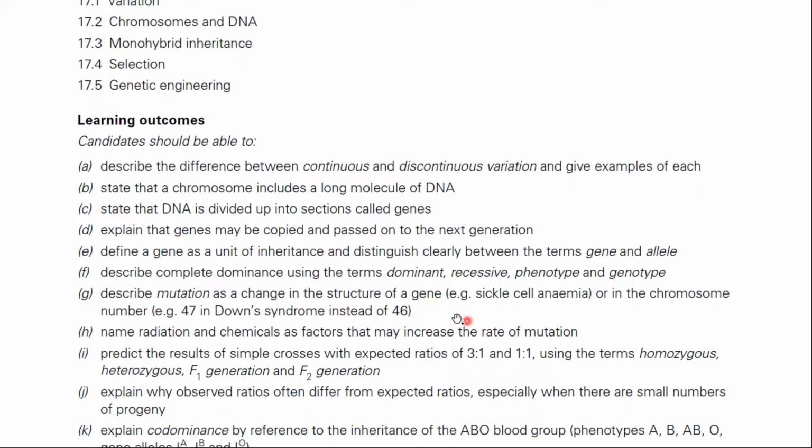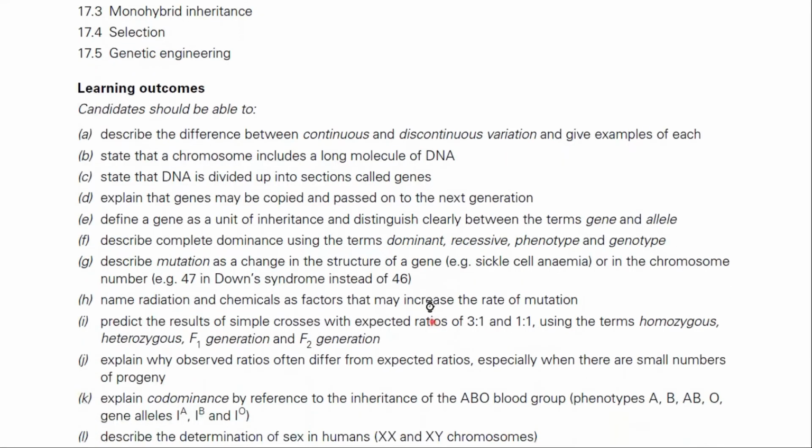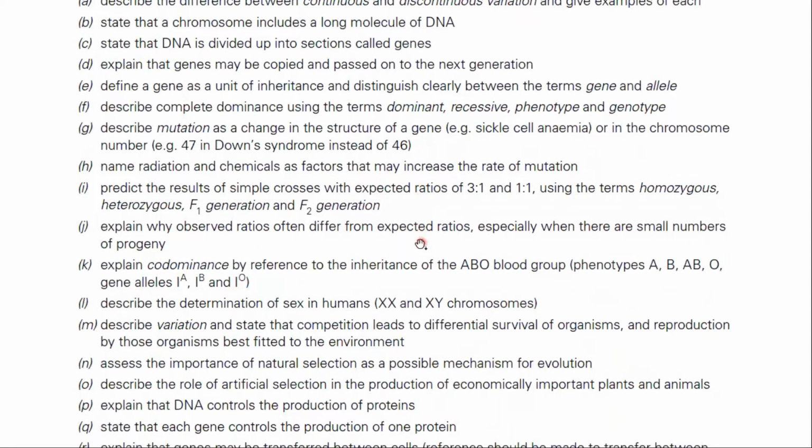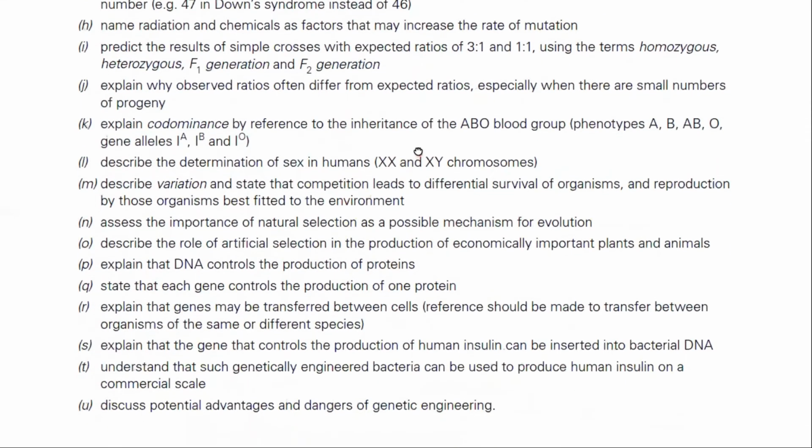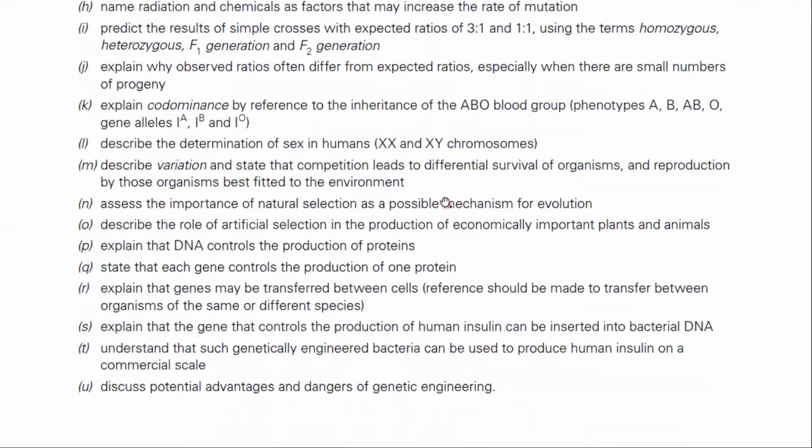Then we'll be discussing some of the diseases caused by chromosomal mutations, of which the two included in the syllabus are sickle cell anemia and Down syndrome. Then we have different types of dominance, including codominance, incomplete dominance, and complete dominance. Then we have determination of sex in humans, which is XX in females and XY in males. After that, we'll be discussing the role of DNA in inheritance and the role of proteins in chromosomes and inheritance too.